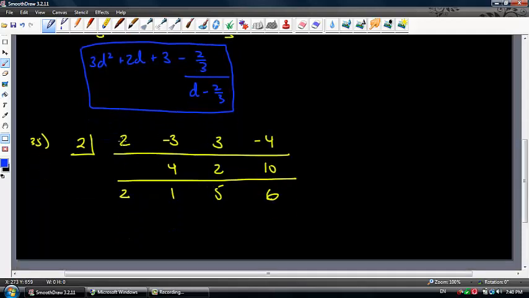Again, this used to be c to the third. It is now c squared. This used to be c squared. It's now c. This used to be c to the first. It is now nothing. So bring down your coefficients. 2 plus 1 plus 5. And then plus 6 over the original divisor was c minus 2.